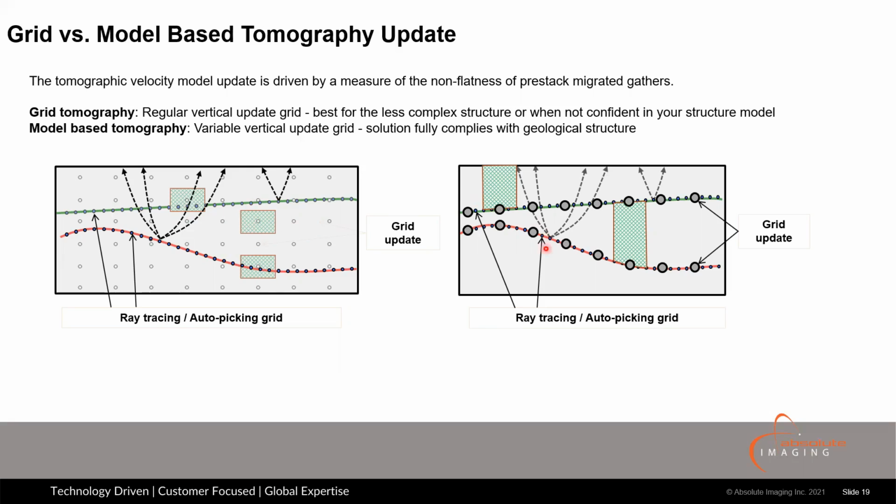On the model side, you can do exactly the same, except that the solution will fully comply with the geological structure, because in this case, in the model based approach, the updated cells will stretch from horizon to horizon, and that will be the full update grid. So it will be a vertically variable updated grid, but that will be complying with the geological structure. So these are the two options we can choose in the strategy.